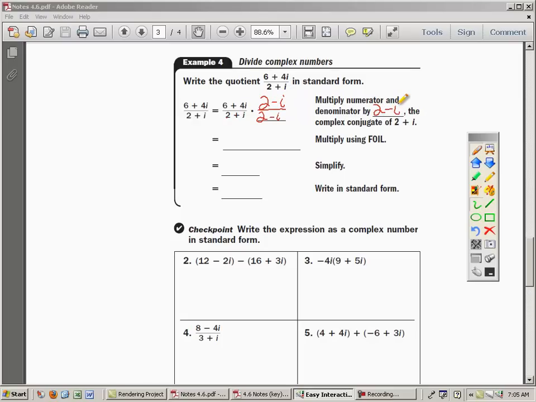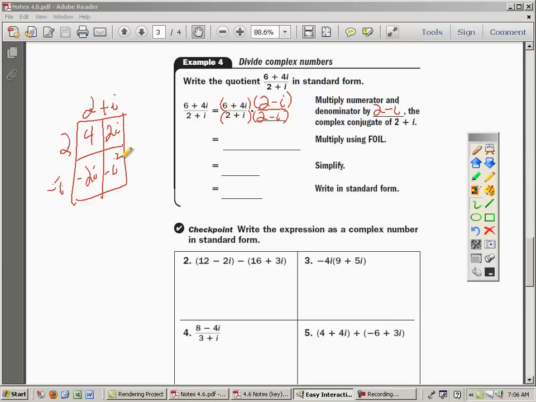Okay, numerator and denominator. Now you might say to yourself, well, why are you doing that? What's the point? Well, we just got done saying that when I multiply, I have to FOIL, right? And so on the bottom, 2 plus i times 2 minus i, well, that's my sum and difference pattern. This is 2 times 2, which is 4, 2 times i, which is 2i, 2 times negative i, which is negative 2i, and then negative i times i is negative i squared. Now, what happens with 2i and negative 2i when I add them together?